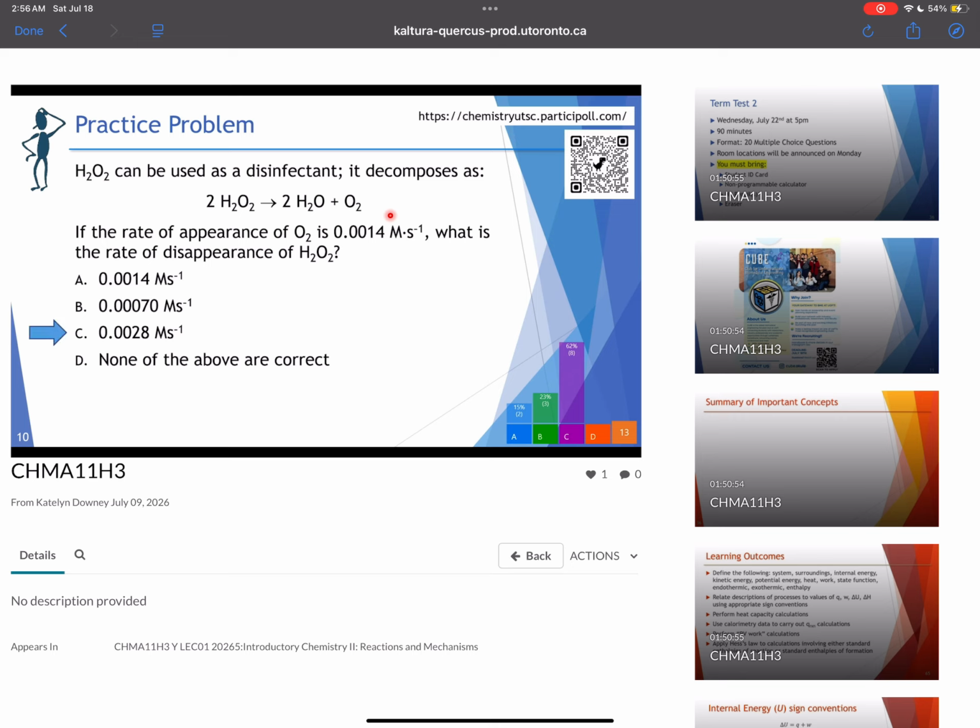If you wanted to write this out, and sometimes it's helpful to know how to write it out because it's not always super obvious, I can write out my rate, right? So my rate is equal to my change in oxygen. It doesn't have a coefficient, it just has a coefficient of 1, which is equal to minus a half times the change in H2O2 over change in time. If I multiply both sides here by 2, I've got 2 times the rate of change of oxygen is equal to my rate of change of H2O2. And I know that my rate of appearance of oxygen is equal to 0.0014 molar per second. So it's just going to be 2 times this. Does that make sense?